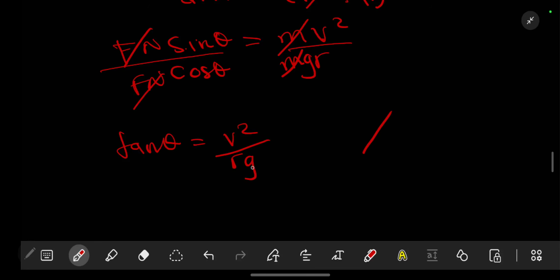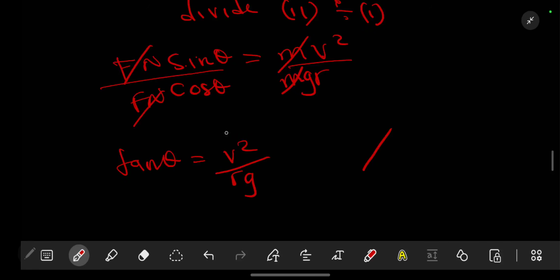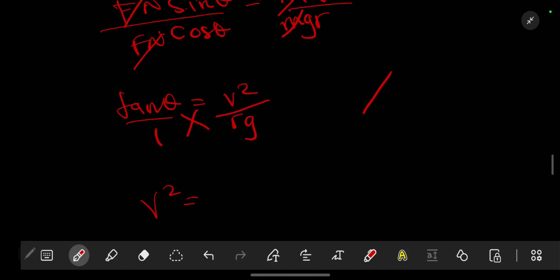So with this, we want to make v the subject of the formula, so we cross multiply. It will be v squared is equal to this times this, v squared times 1 is v squared.